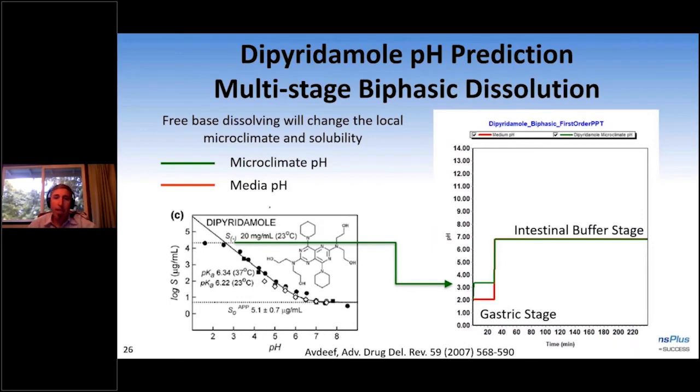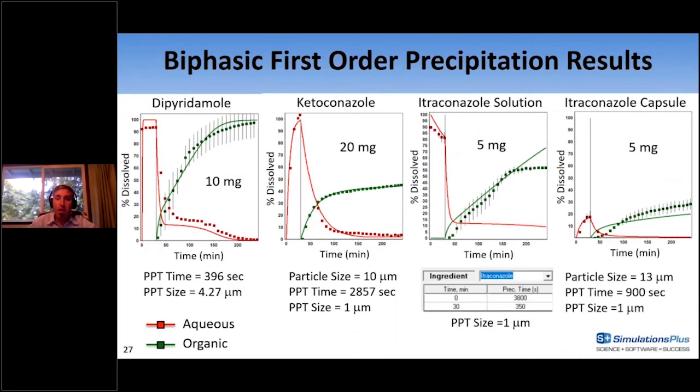Okay, so now let's look at the biphasic simulation results from the O'Dwyer paper. So all the data comes from the O'Dwyer paper here, just to give them credit. They have results for dipyridamole on the left, ketoconazole second from the left, and then the itraconazole solution and the itraconazole capsule in the final plots on the right. So a precipitation time of 396 seconds was fit to the experimental data for dipyridamole.